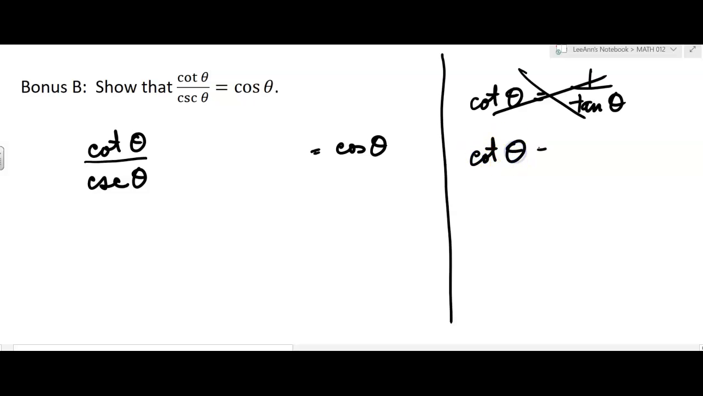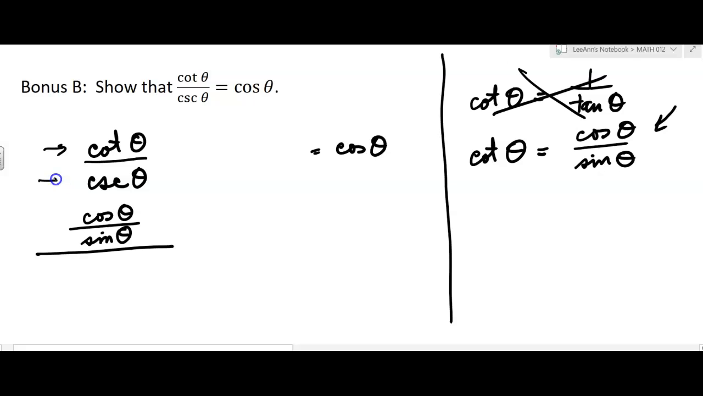I do have another identity, a quotient identity, that says cotangent theta is equal to cosine theta over sine theta. And by the way, in the textbook, if you need a list of the identities, in my book it's on page 563, but there's a whole list of the identities. So, okay, I like this idea because it's got cosine and sine, and I do want a cosine in there. So I'm going to replace my cotangent theta with cosine theta over sine theta.